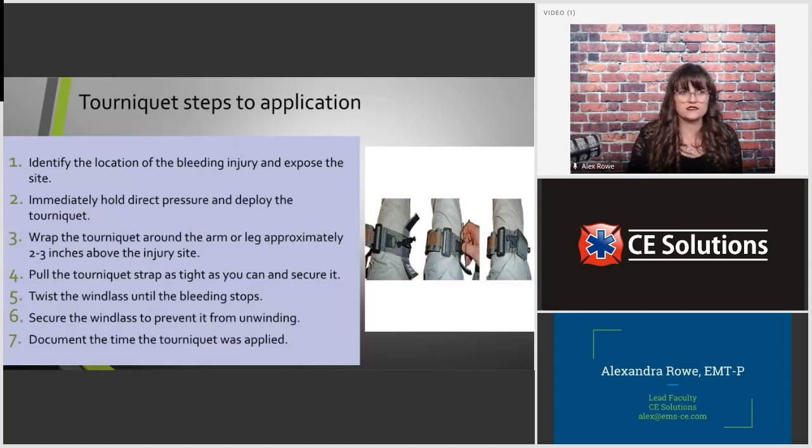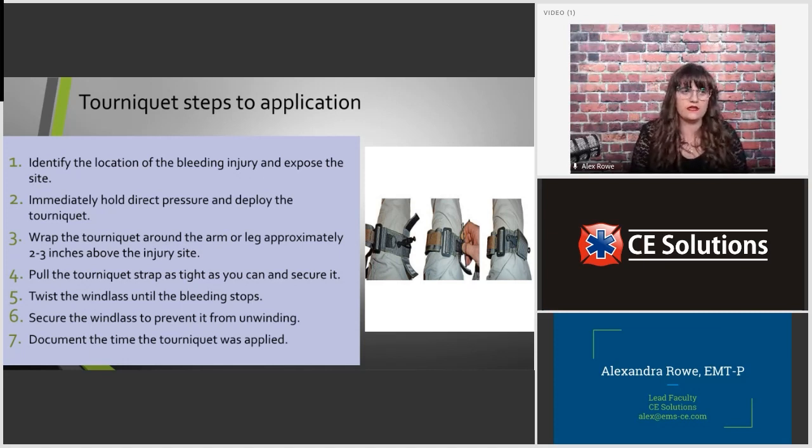To use a tourniquet, identify the location of the injury. So we're going to try direct pressure. If that doesn't help, then we're going to deploy the tourniquet. So high and tight, right? We're going to put it about 2 to 3 inches above the injury site. Not if you have bleeding down in the lower part of your arm, you're not going to stick it way up in the armpit. Just about 2 to 3 inches above the injury site. That way we don't decrease flow to the entire limb.